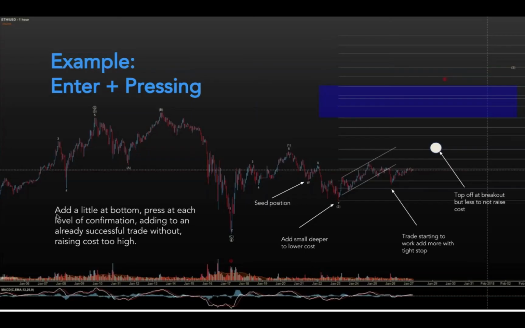And the other one, I learned this one from HD, or listening to him, and kind of have developed this. And this is the style that I tend to use. So I call it sort of enter and pressing. Pressing means that you're adding to the trade as it becomes successful.